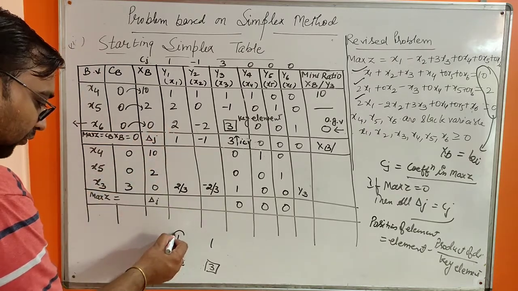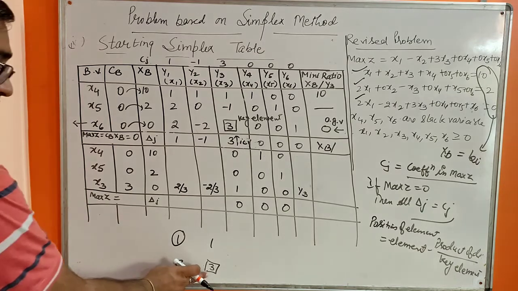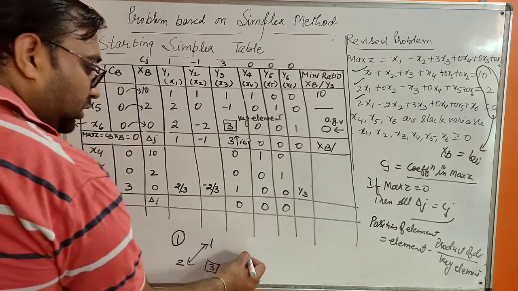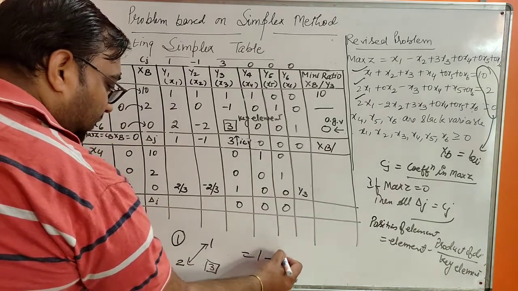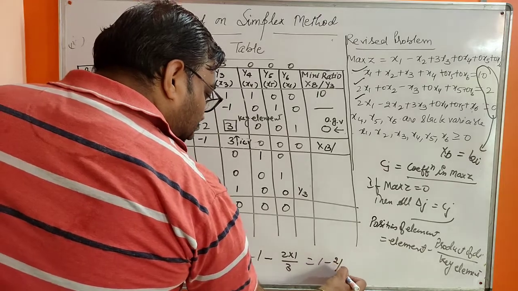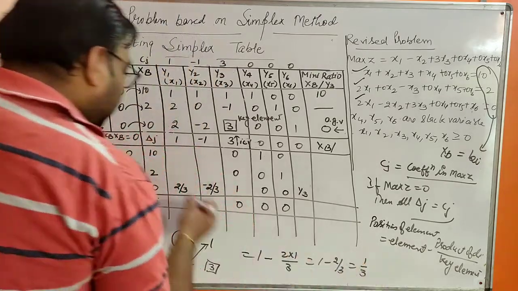So we have to find this particular element. This is the key element and these are the diagonal elements. So from the formula, 1 minus 2 into 1 upon 3, that is 1 minus 2 by 3, which is equal to 1 by 3.